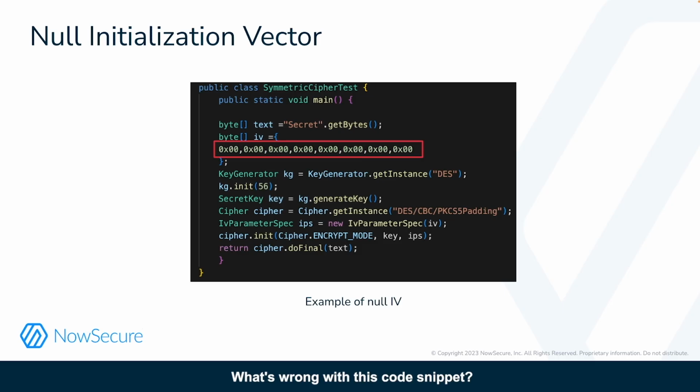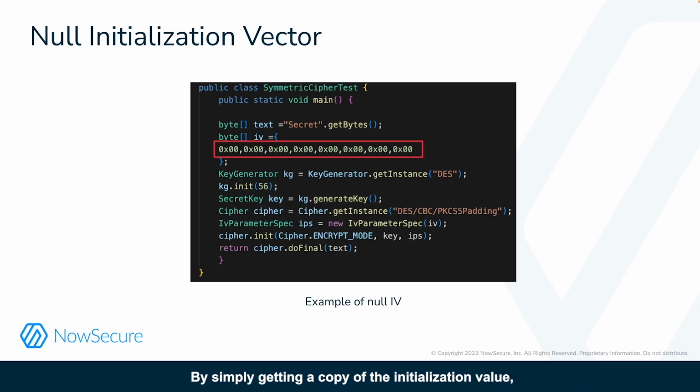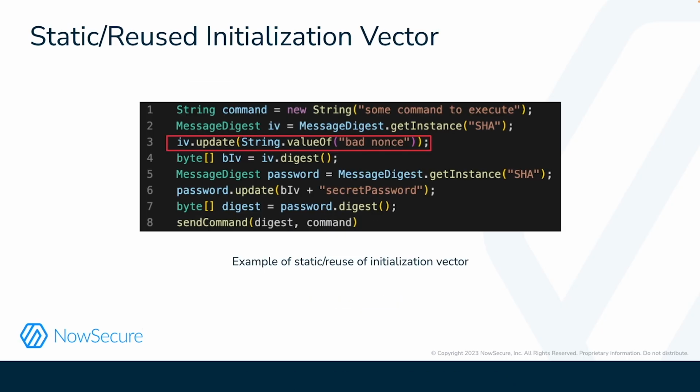What's wrong with this code snippet? The initialization vector is not random, set to no, and easy to guess. As a tester, we would assume the initialization vector was not initialized due to the lack of configuration of cryptographic algorithms. The second problem here is that the initialization vector is hard-coded and easily visible. By simply getting a copy of the initialization value, you can now decrypt the encrypted ciphertext.